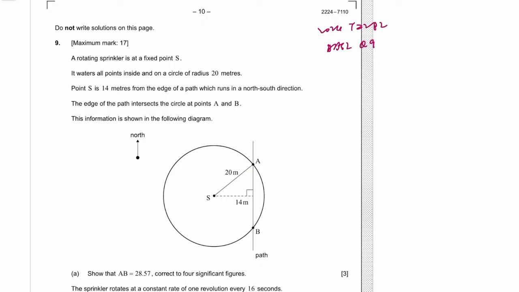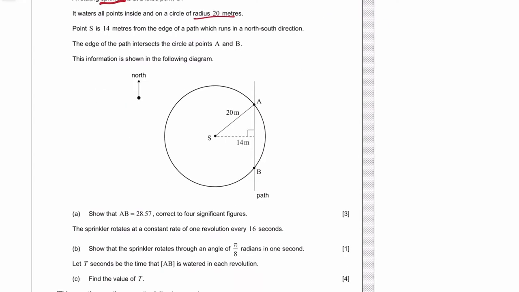So with what we have, some sprinkler spring water around a circle, radius 20. Point S is the center, I think. And then there's a path of AB intersecting it. Blah blah blah. Find AB.